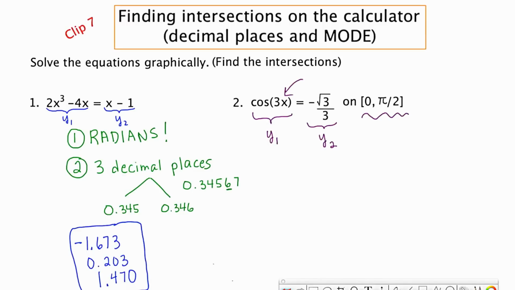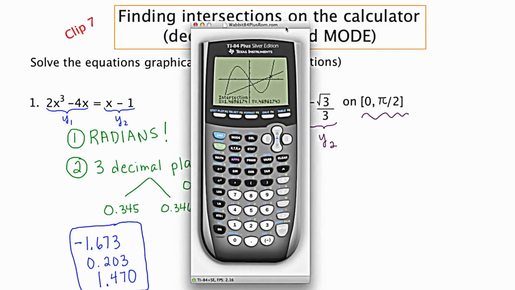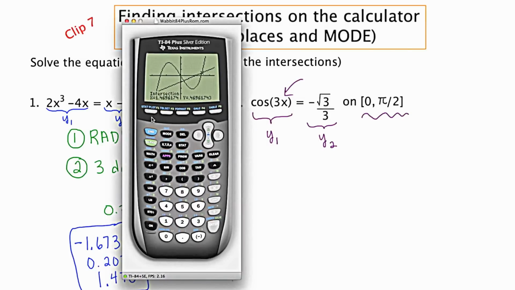So I'm going to call the calculator up again, and now I'm going to move it over here. And I'm going to the y equals screen, and I'm going to clear my existing entries. Because I'm dealing with trig, I just want to double check to make sure that my mode is in radians, and I am, so I'm good. So I'm going to put in cosine 3x, and I'm going to put in the opposite or negative.